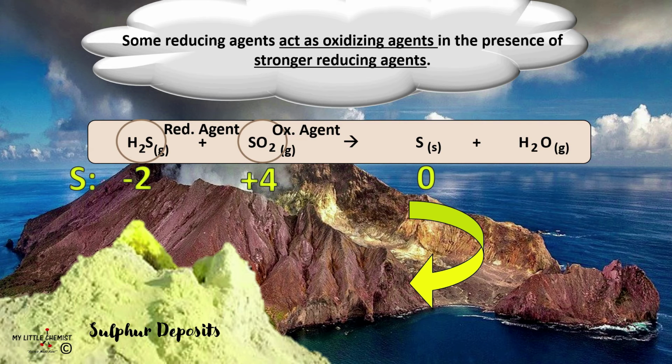Remember that when hydrogen sulfide acts as a reducing agent, it becomes oxidized to sulfur, which is a yellow precipitate. This is why yellow sulfur deposits are seen surrounding active volcanoes.